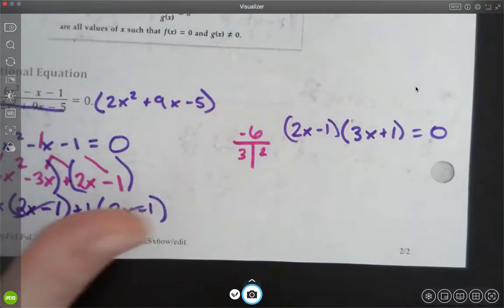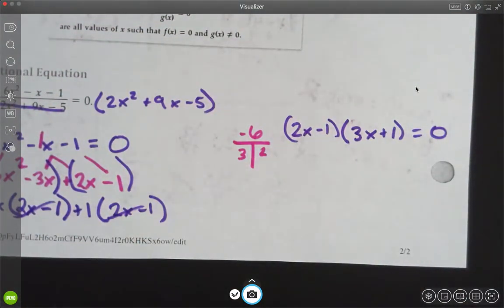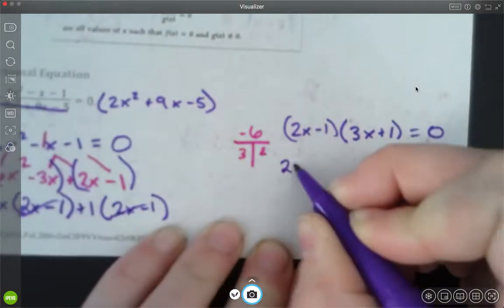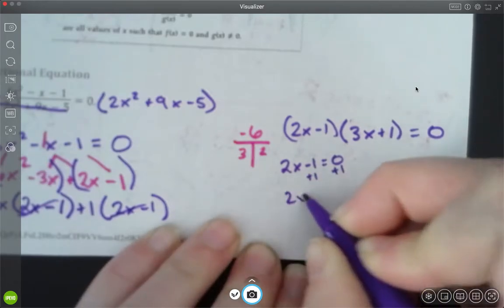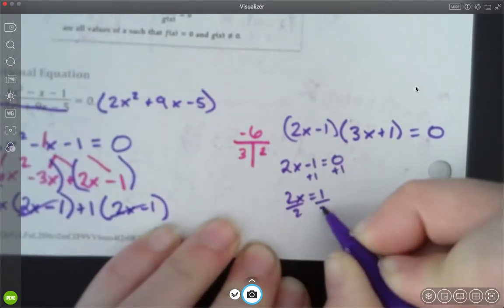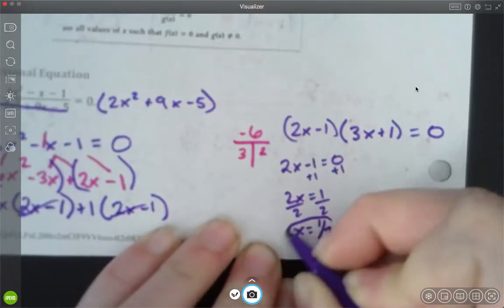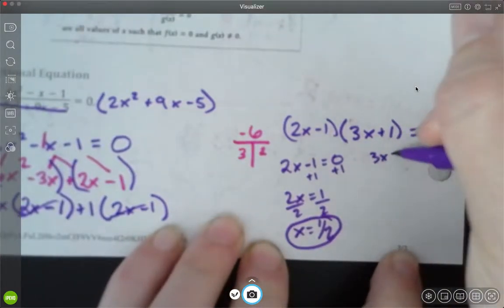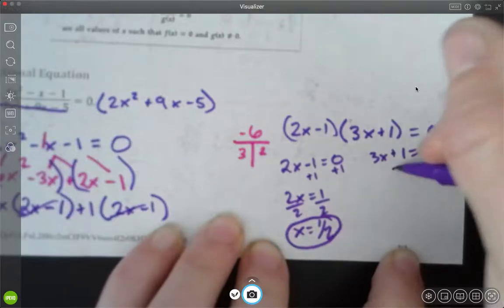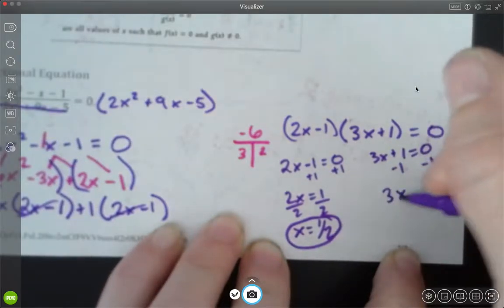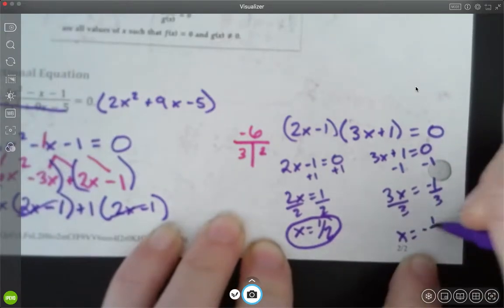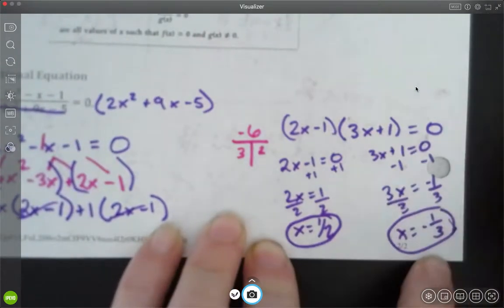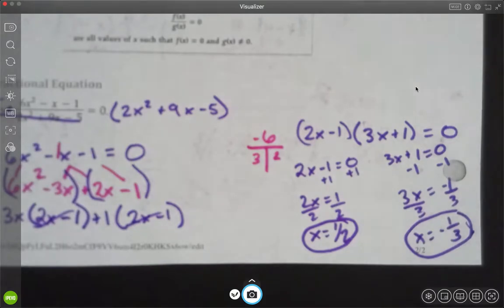Can you do this in your head? Can you add the 1 divided by 2, or subtract the 1 divided by 3? If you can't, you can write it out. That's fine. So add the 1: 2x equals 1. Divide by 2. X is 1/2. Okay, 3x plus 1 equals 0. Subtract the 1. X equals -1/3. Those are your 2 solutions.